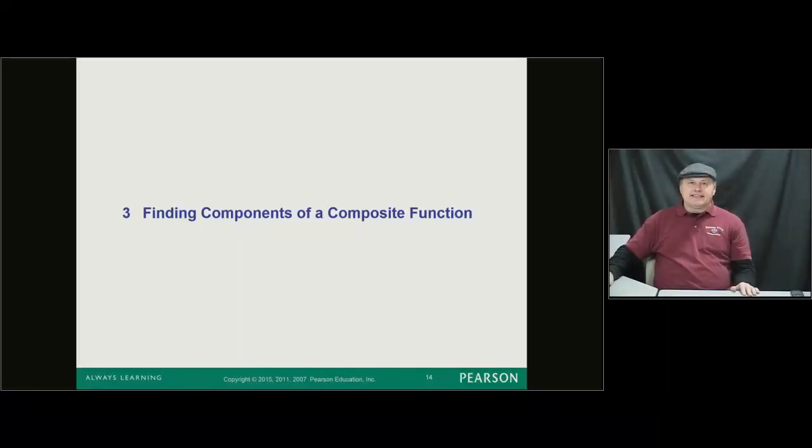In this video, we'll be discussing finding components of a composite function. So this is kind of backwards of what we've been doing. Before, they gave you the functions and they wanted you to find the composition. Well, here they give you the composition already and they want you to figure out what the component functions are. So in other words, basically strip them apart.